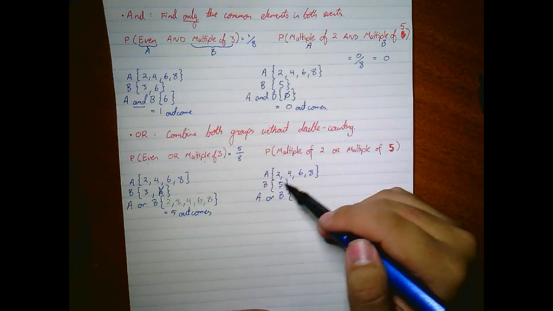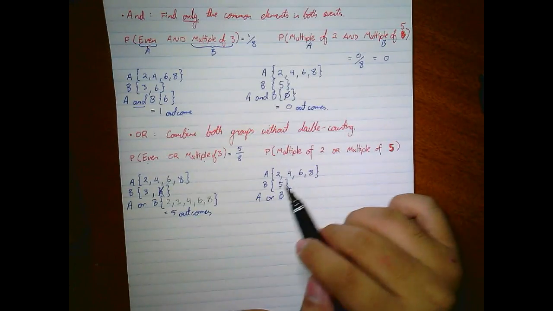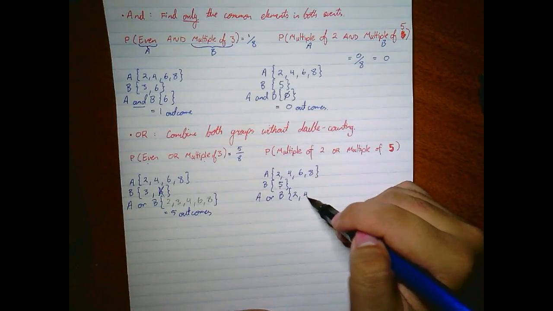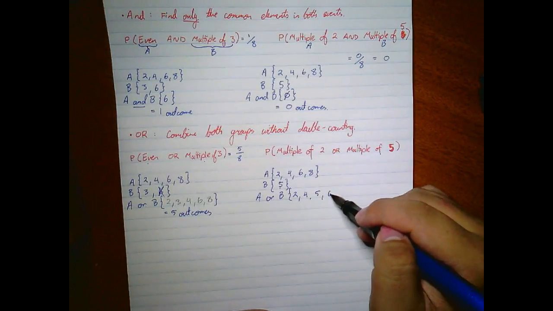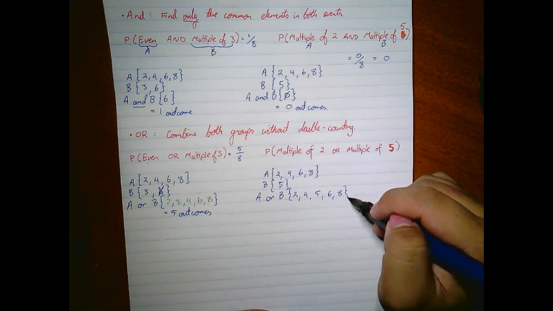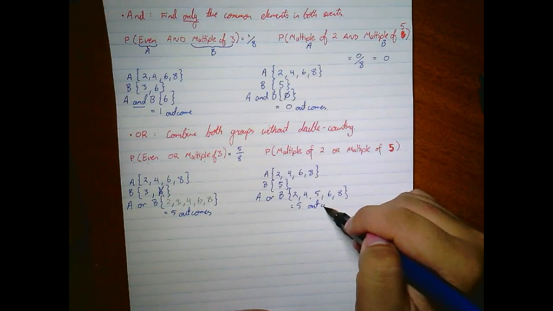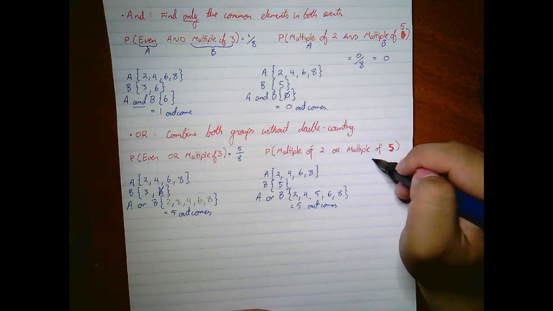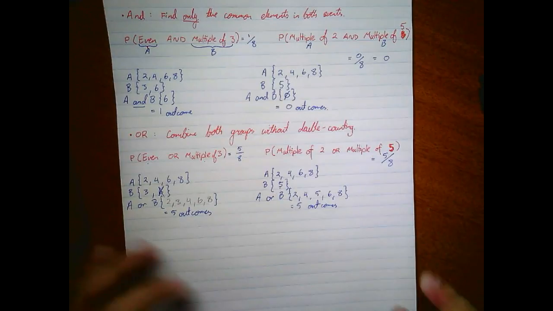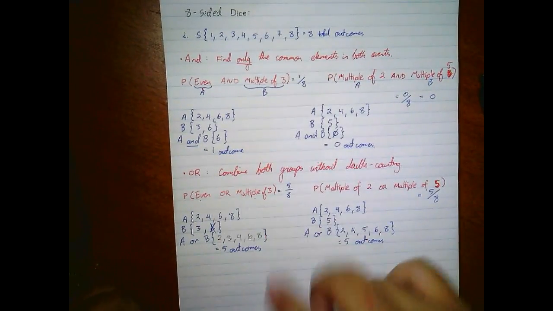Well, this time there's no double counting because they're all unique. 2 happens once, 4 happens once, 6 happens once, 8 happens once, 5 happens once. So it's going to be 2, 4, 5, 6, 8. So that's 1, 2, 3, 4, 5. That's 5 outcomes, which gives a probability of 5 out of 8. And that is and or conditions.